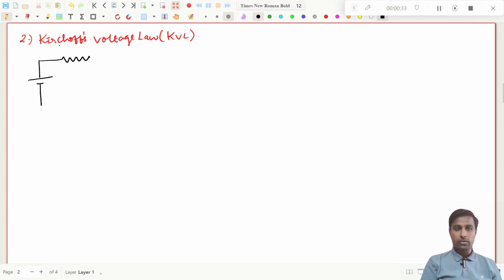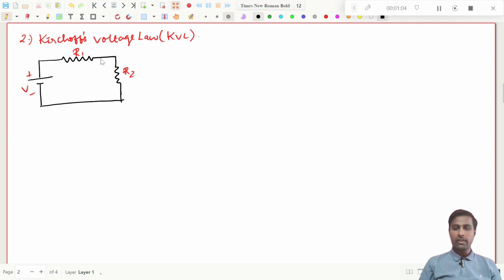A voltage source, and there are resistances connected, right? This is the resistance, and we will mark these things. So this is V, and this is R1, this is R2. And you try to understand, one thing is very important. Kirchoff's voltage law is applicable only in a closed path. And now you see here, this is a closed path, right?